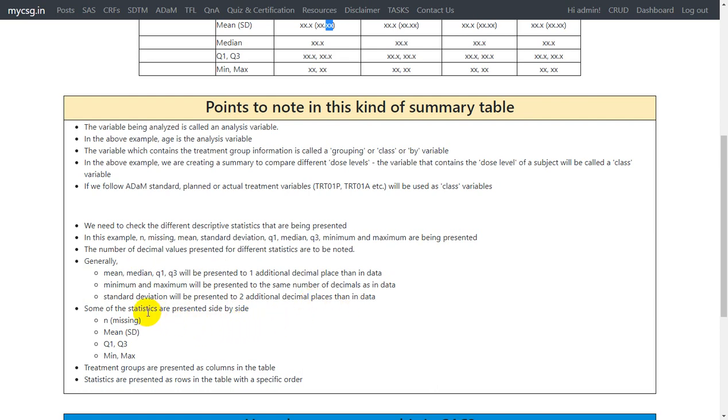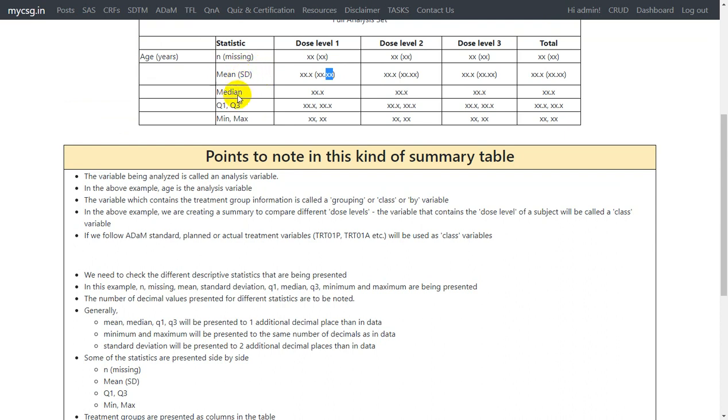Again, the additional point that we need to note is that some of the statistics are presented side by side. For example, N and missing are being presented side by side. Mean and SD are being presented side by side. Q1, Q3 are presented side by side. Similarly, min and max.